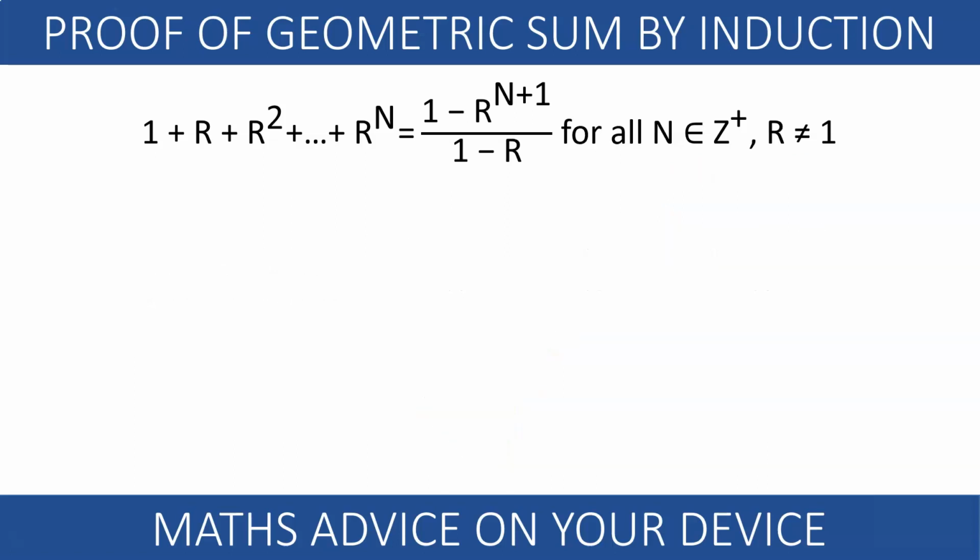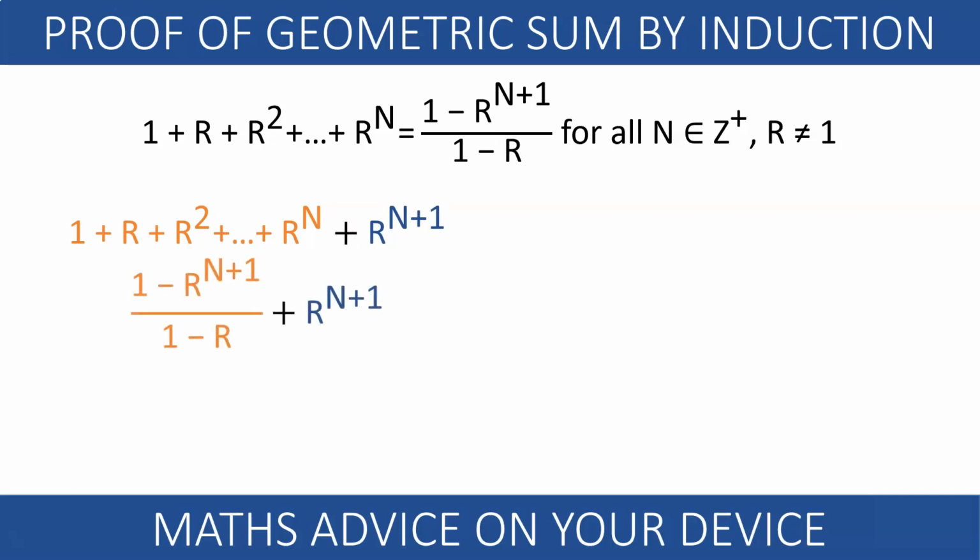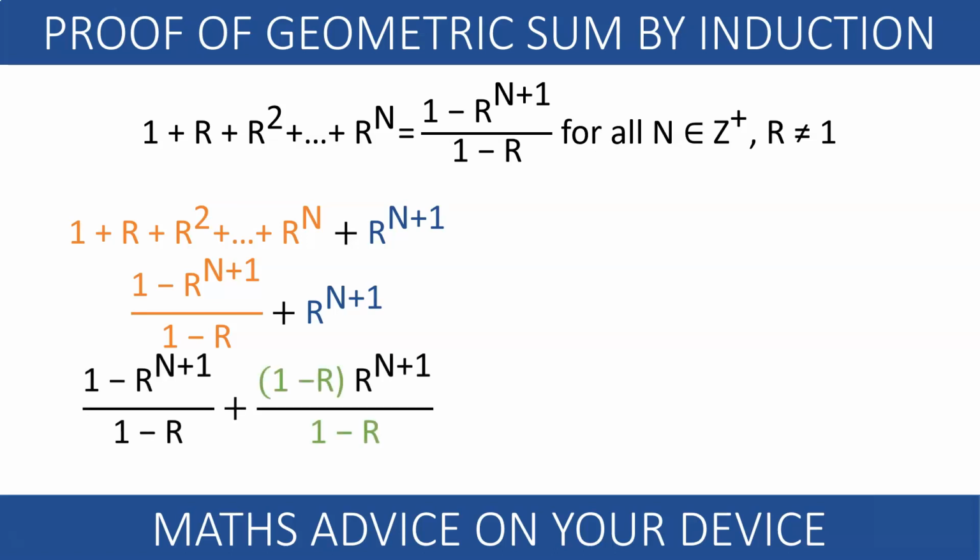Now we prove that the formula works for n plus 1, assuming it works for n. The n plus 1th sum is the result of adding the nth sum plus the n plus 1th term. Assuming it works for n, all we have to do is put these two terms together. We multiply the second term, top and bottom, by the denominator 1 minus r.